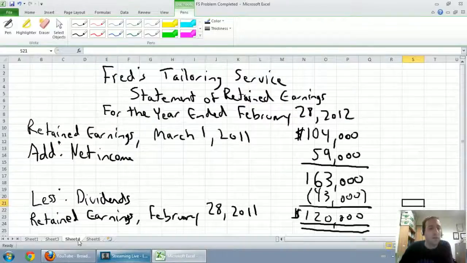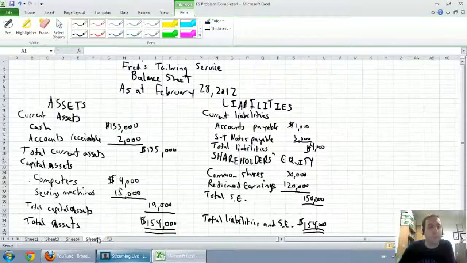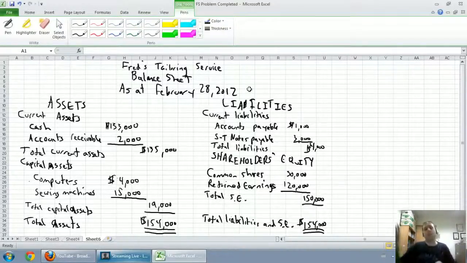They didn't lose money. The statement of retained earnings shows how retained earnings changed. We started with 104 grand. We earned 59 grand, so we had up to 163,000 in retained earnings, but we gave out $43,000 in dividends. Again, dividends are not a bad thing. They make our retained earnings go down, but they're not a bad thing. The final statement is the balance sheet. It summarizes assets, liabilities, and shareholders' equity, and summarizes the financial position of the company.